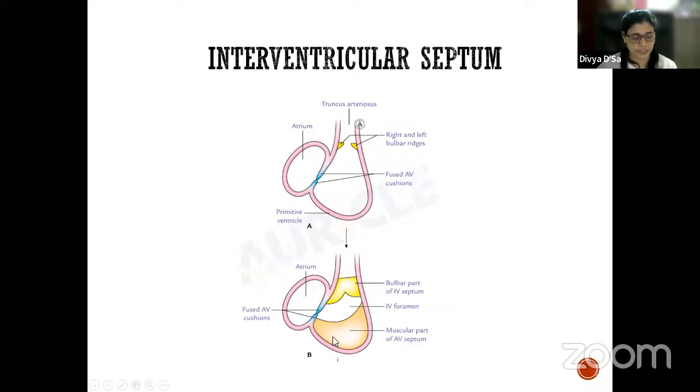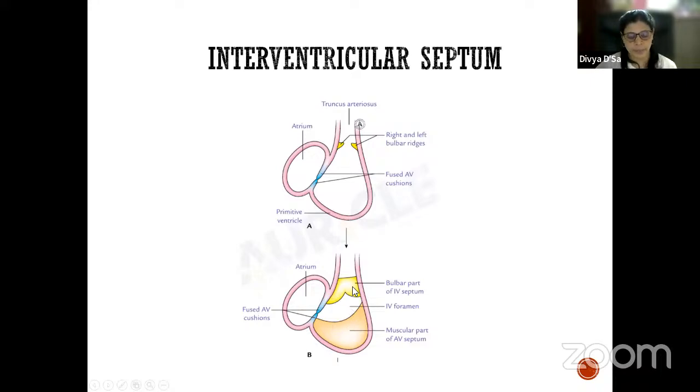The median muscular septum develops from the floor. So the muscular part is developing from the floor of the primitive ventricle. A median muscular ridge grows upwards from the floor of the primitive ventricle and reaches up to the level of the AV cushion. Now this section, what we are seeing is like a sagittal section. So from this primitive floor, a muscular septum will develop.